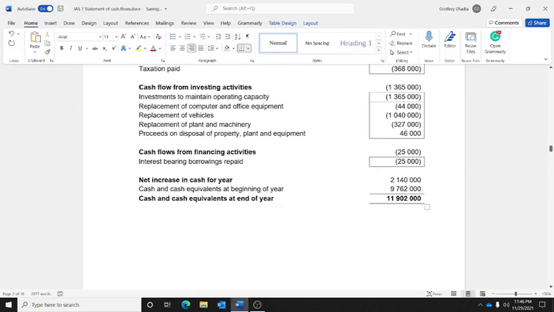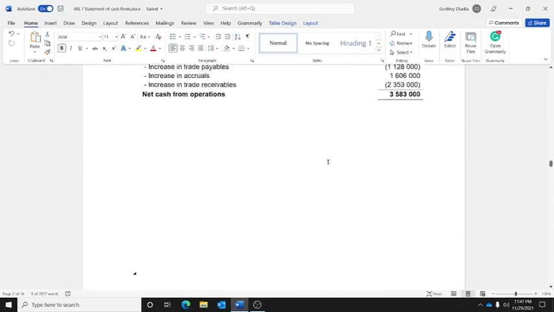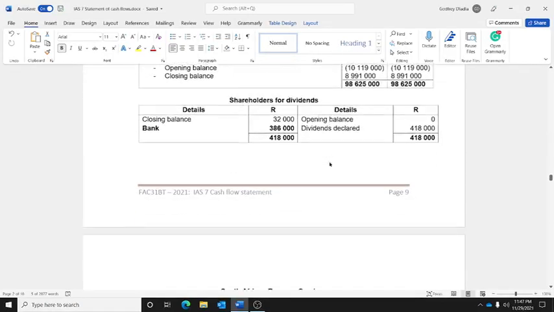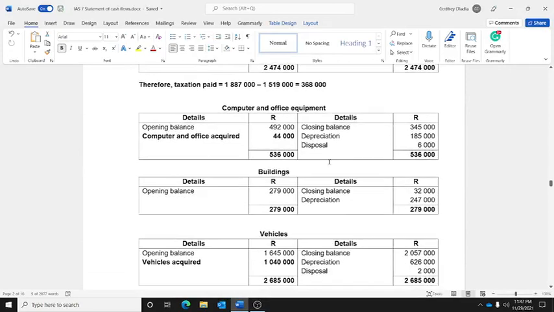Then we come to cash from investing activities. We will deal with the 44,000, replacement of computer equipment and office equipment. Let's deal with the 44,000 first. Now, here we go. According to the information that we are given, we've got an opening of 492 and a closing of 345. Opening, debit side; closing, credit side.